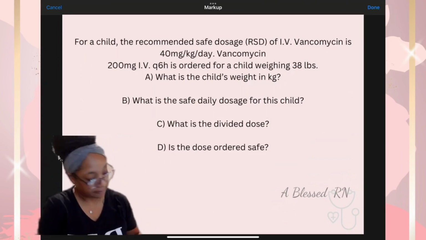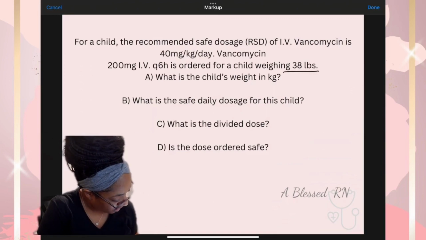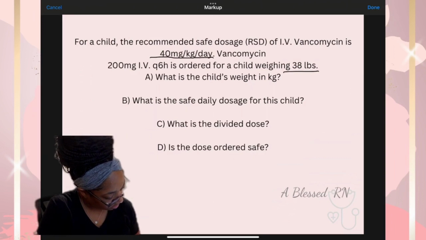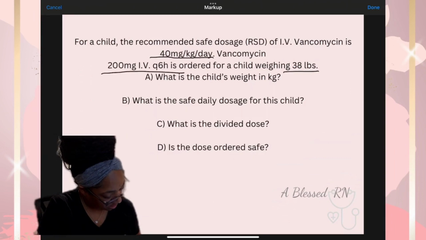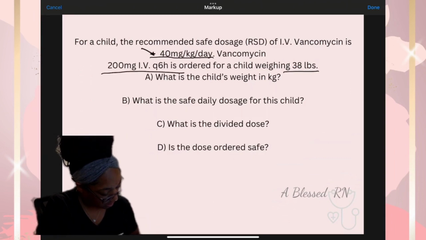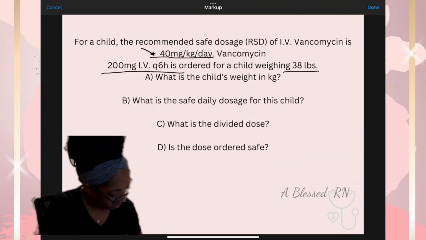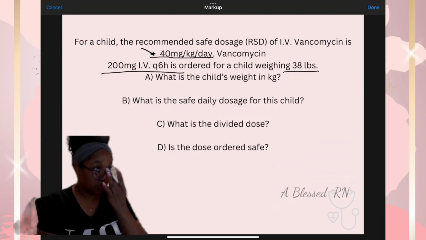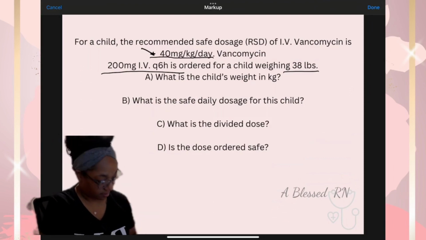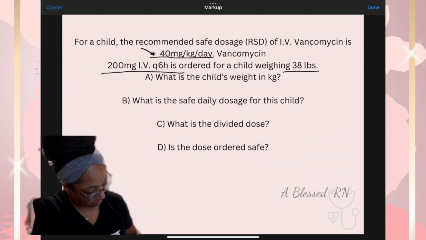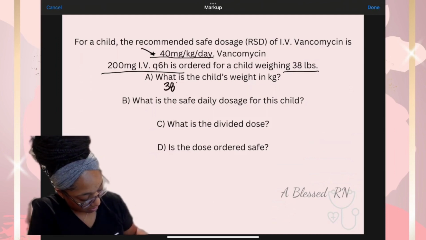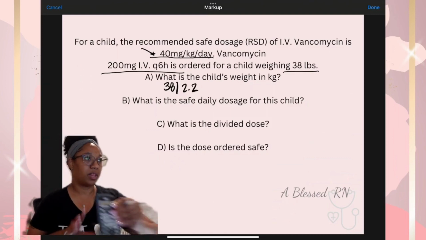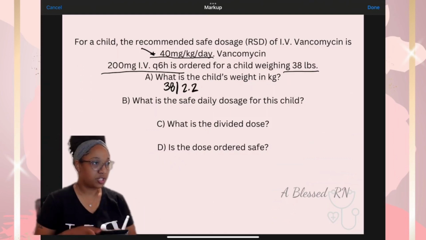All right, PPP. Patient's weight, the prescription, or this is the range, the safe dose range. That's the prescription. And let's see. We don't have a product for right now because we're just trying to determine if it's the safe dose. All right. So the child's weight in kilograms. So how we find that? Divide by what? 2.2. Love it.